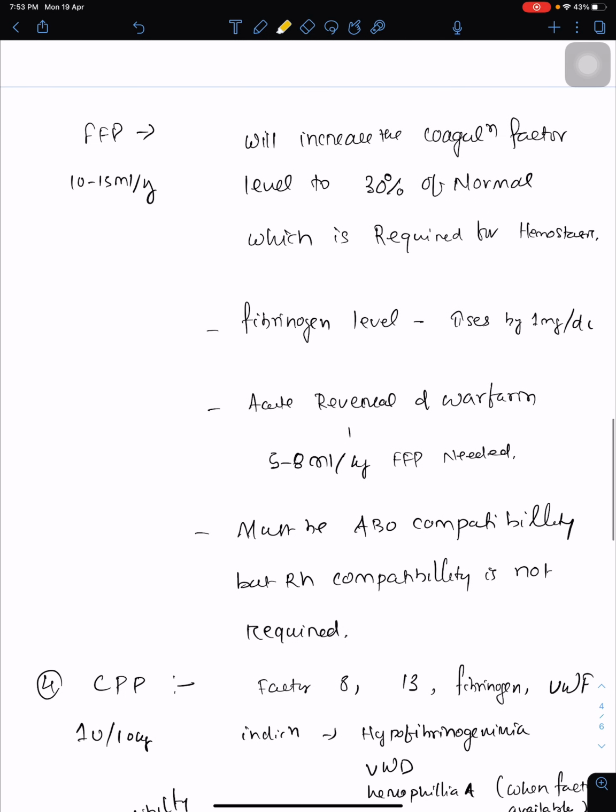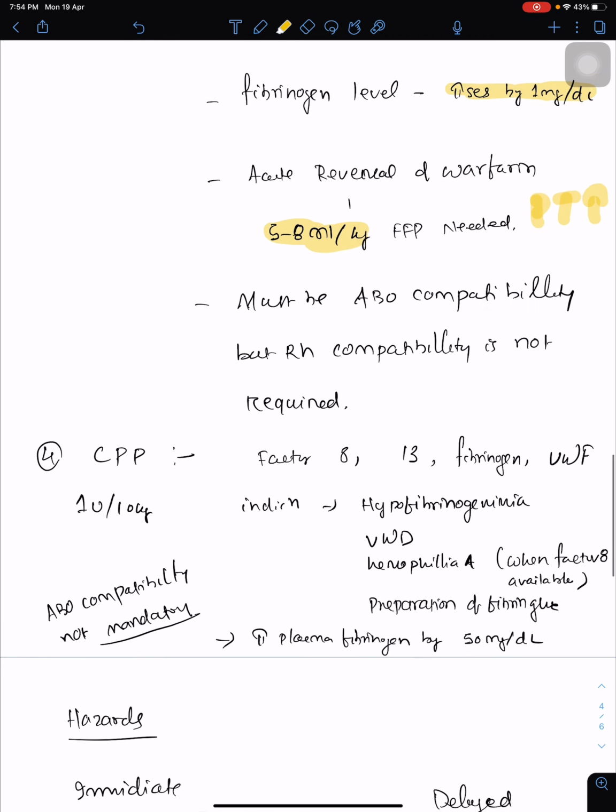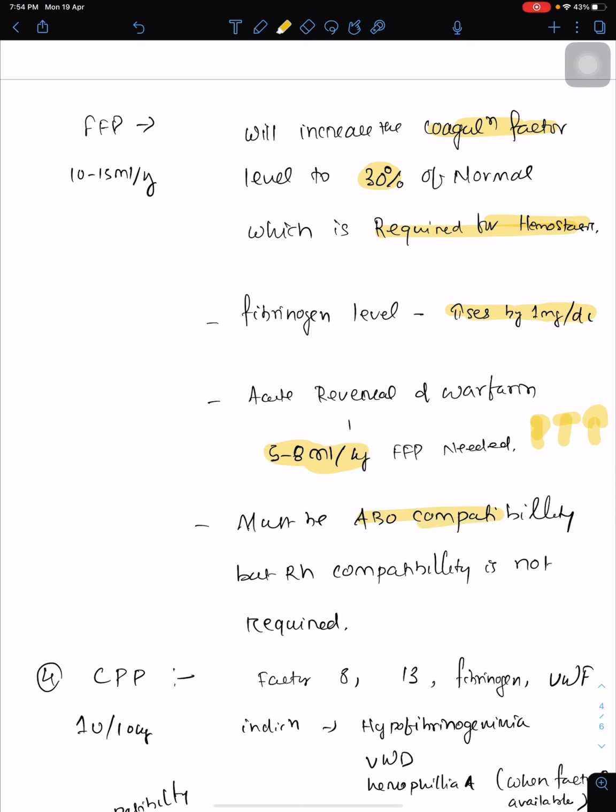FFP, fresh frozen plasma. It will increase the coagulation factor level to 30% of normal, which is required for hemostasis. Fibrinogen level increases by 1 milligram per deciliter. And for acute reversal of warfarin therapy, we will use 5 to 8 ml per kg FFP. But in this case, prothrombin time may be prolonged. The FFP has to undergo ABO compatibility testing, but Rh compatibility testing is not required.